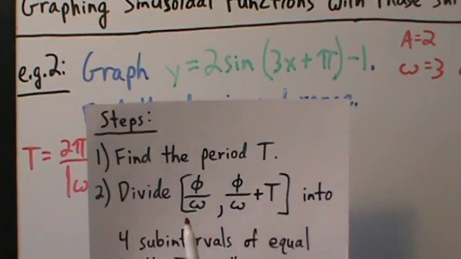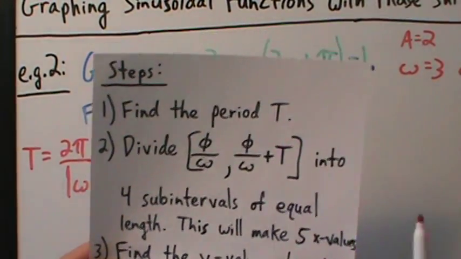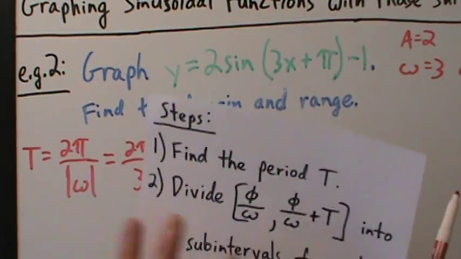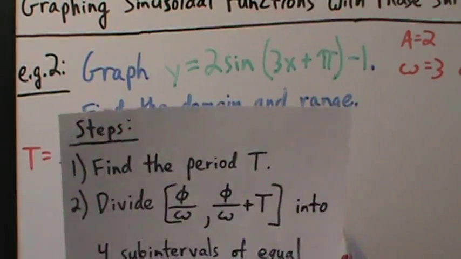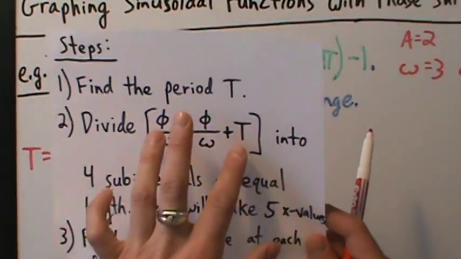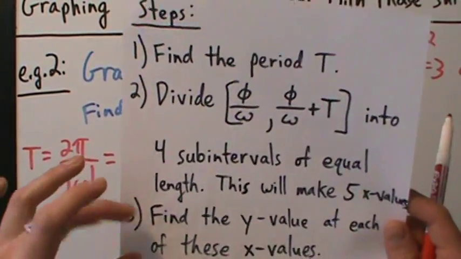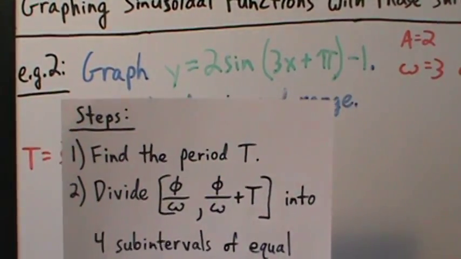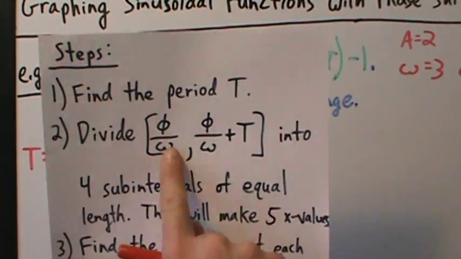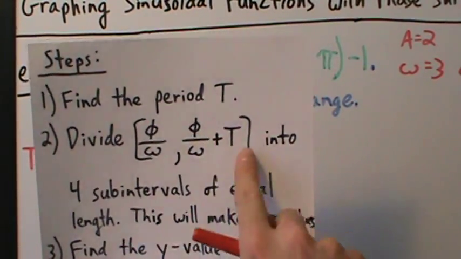Now step 2, divide this crazy interval into 4 subintervals of equal length. We talked a lot about this interval, why it is what it is in example 1. And, you know, we said we could use really any interval we want, but this is probably the best one to use because it simplifies step 3 quite a bit. Anyway. So this is the phase shift, right? Phi over omega, that's the phase shift. So we want to start at the phase shift, end at the phase shift plus the period.